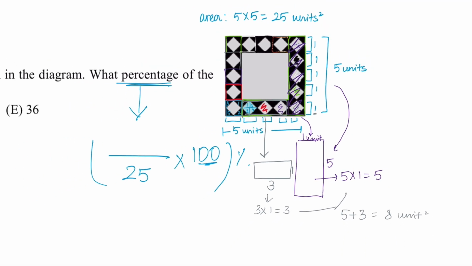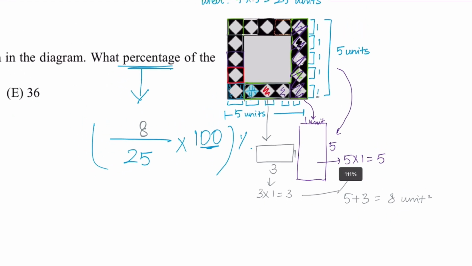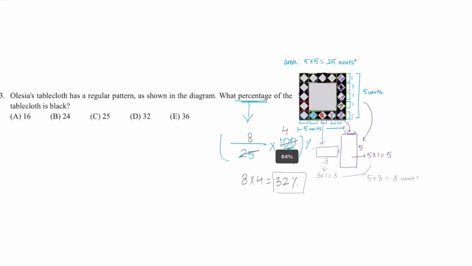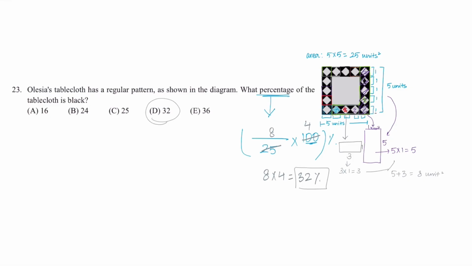So I'll just put the 8 over here. So now I know how to find the percentage. 100 divided by 25 is just 4, right? And 8 times 4 is 32%. And that should be my answer, which is option D. Awesome.